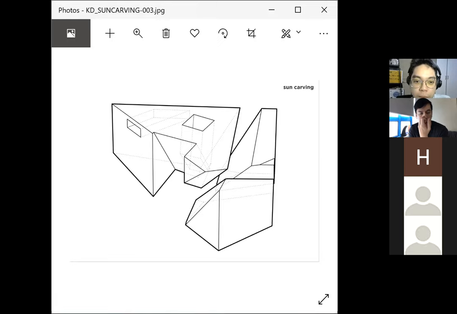Even the line weights are very good. Like the thick outline and then the thin inside detail lines. And you could see the dotted lines, lalo na yung nasa first massing mo. You could see meron kang inner angle na nilagay because of the dotted line.